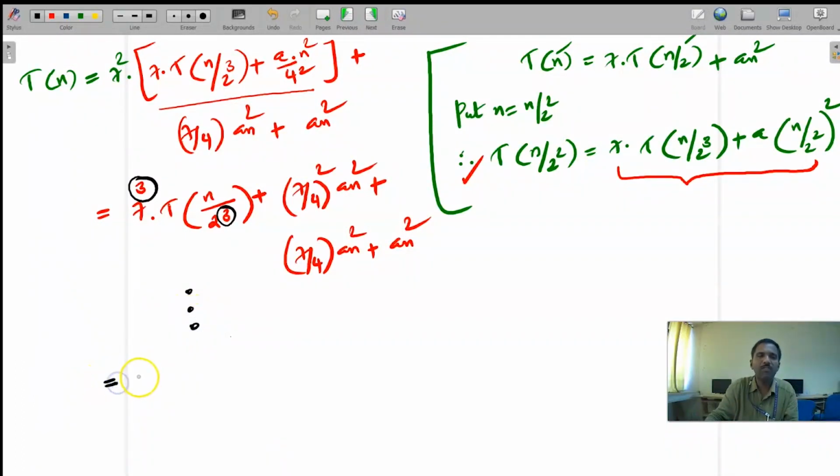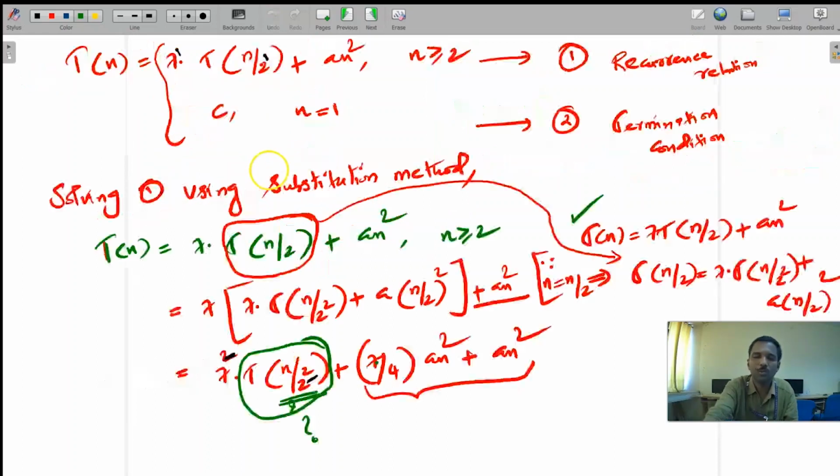So writing now the generalization, in the final stage, this is 7 power k into t of n divided by 2 power k plus. We need to find the rest of the terms. So to find the rest of the terms, here 7 power 3 and 2 power 3. This is 3, that means 3 minus 1, so 2.